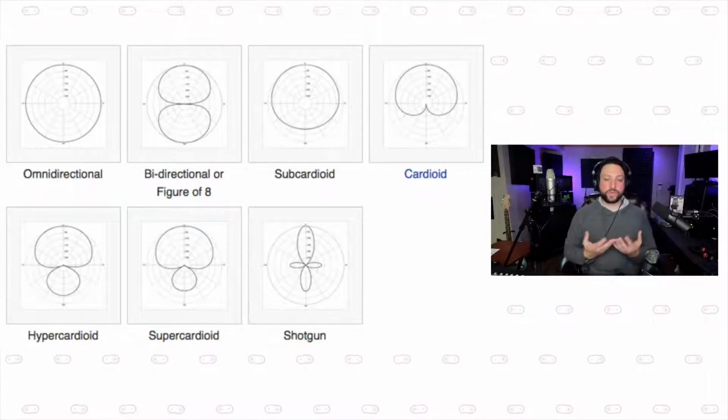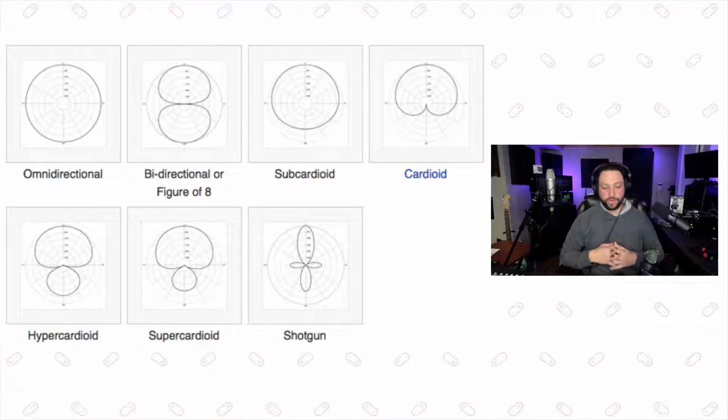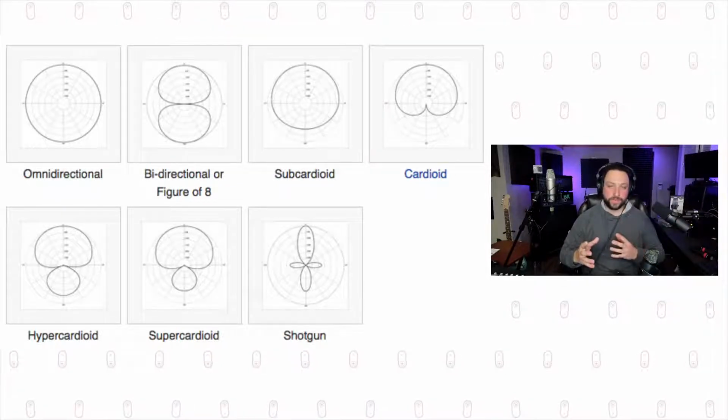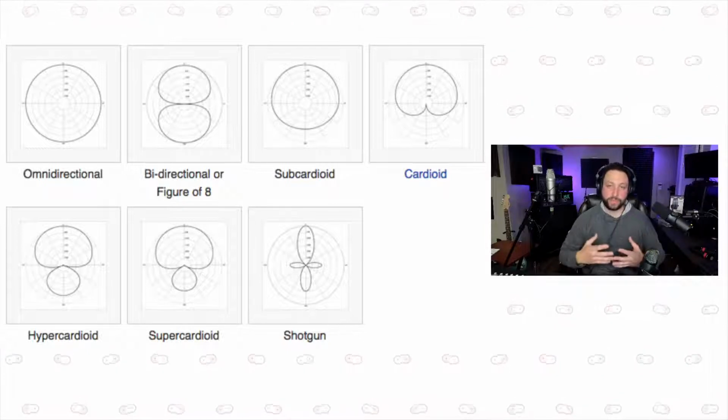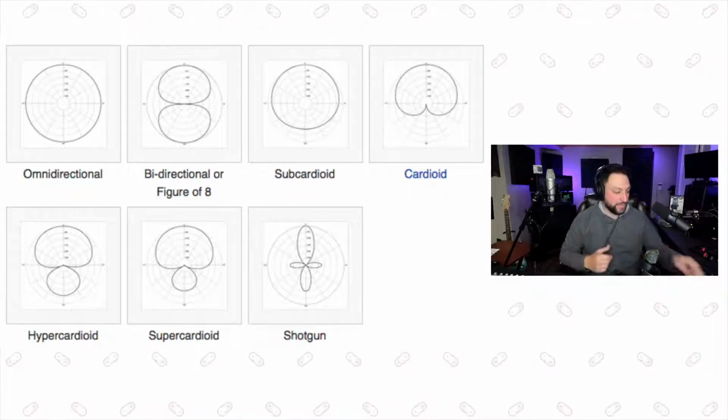So what this graph is showing you is something called a polar pattern. Different microphones can do different things as far as how they pick up sound. If you look on the top left, the omnidirectional polar pattern, I can actually give you an example of that.